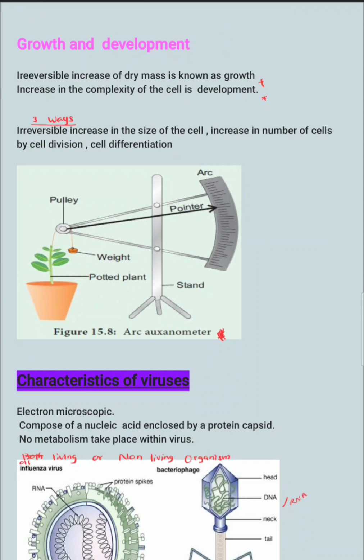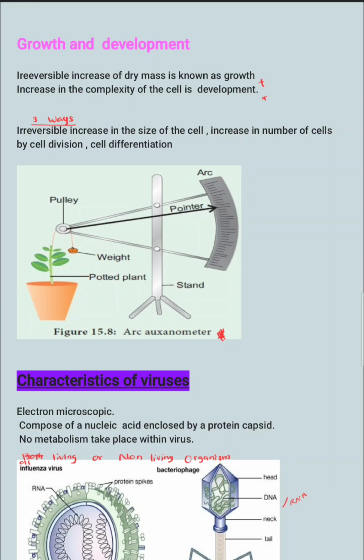Then the next and last characteristic is growth and development. Growth is the irreversible increase of dry mass. It is irreversible, an increase in dry mass that cannot be reversed. It is called growth. And the increase in complexity: with the growth, our body becomes very complex. It is called development.